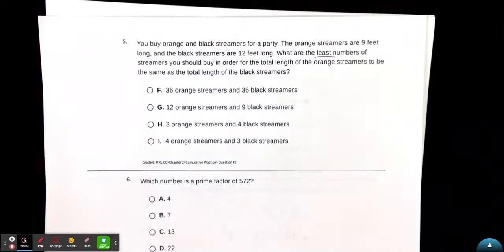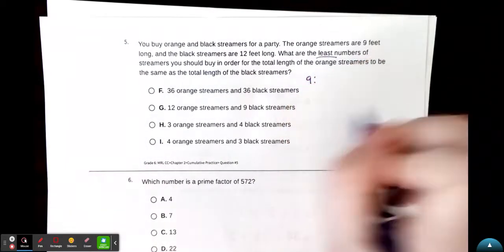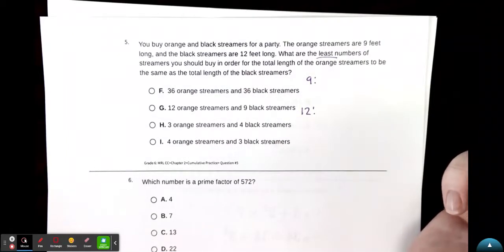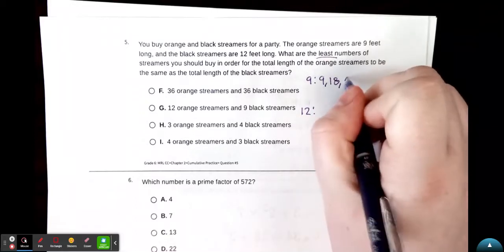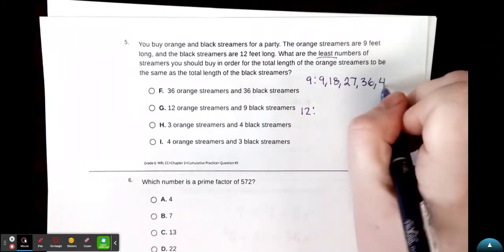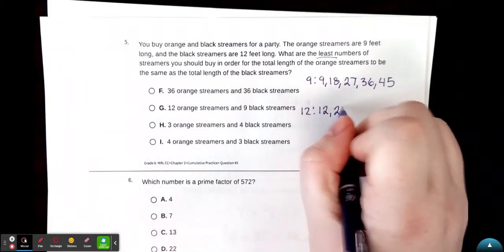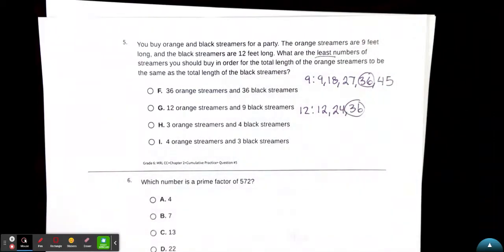So we have 9 and 12. I'm going to list off the first 5 or so of each multiple. So we have 9, 18, 27, 36, and 45. For 12s, I have 12, 24, 36. Look at that. So that's the least common multiple, but that's actually not asked.